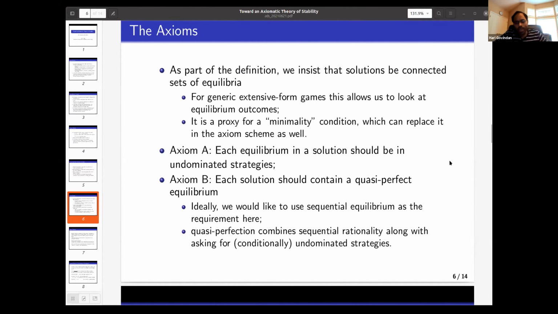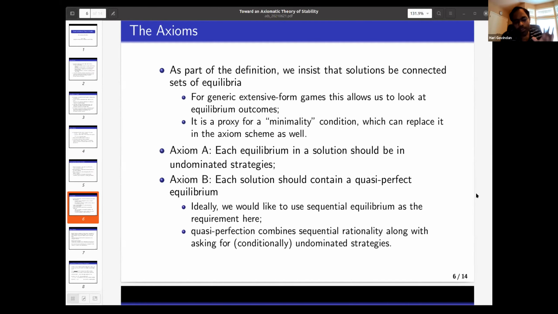Okay, so axiom A says that every solution should be in undominated strategies. Actually this was for two-player games. In n-player games, we would strengthen this to saying that all equilibria should be perfect equilibria, which you can think of as a generalization or a stronger version of requiring undominated strategies. Given the lack of time, I'm not being more specific than that, but just think in terms of undominated strategies.